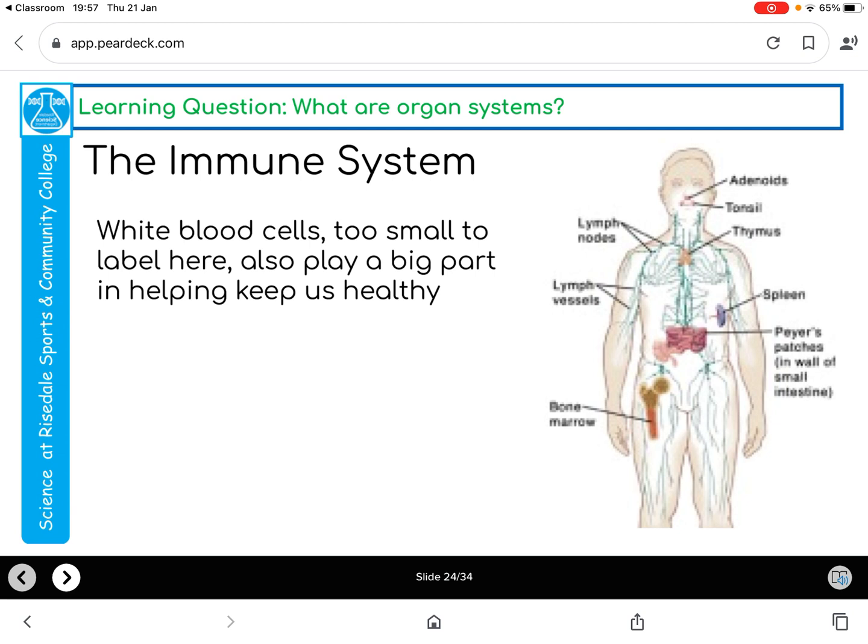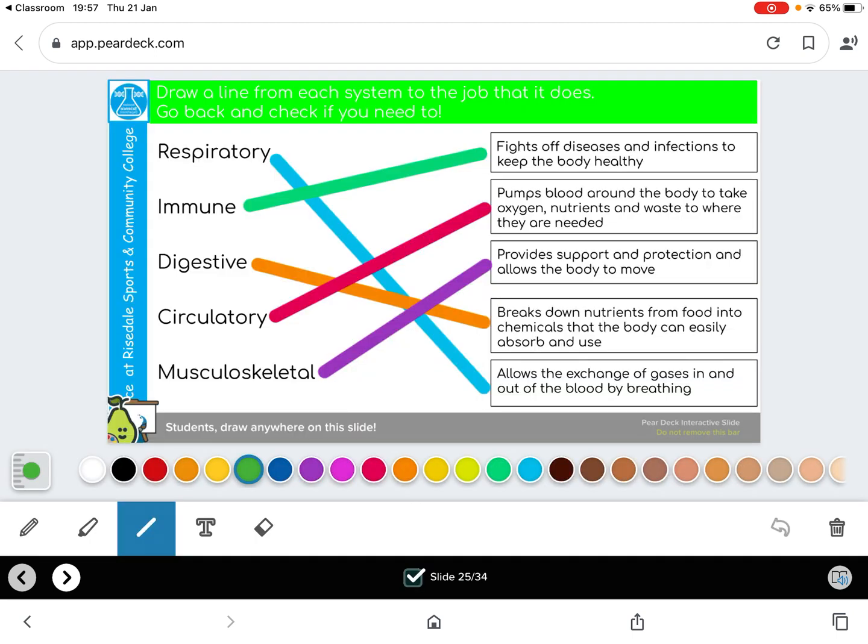And then you've got bone marrow, which produces some of your body cells. And you've got a spleen. You've got your tonsils. That's probably the one most of you have heard about, at the back of your throat. Your tonsils kind of catch infections as they come in.